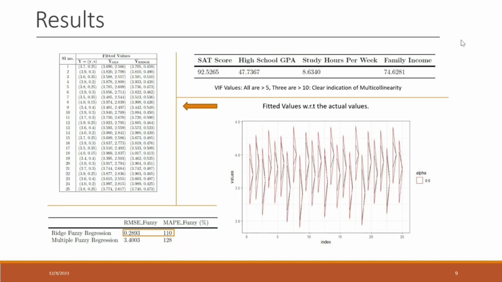And overall, for the performance, you can see at the bottom left of the slide that the ridge fuzzy regression performed well both in terms of RMSE and mean absolute percentage error. As you can see, there's a significantly lower number than the multiple fuzzy regression in the ridge scenario.